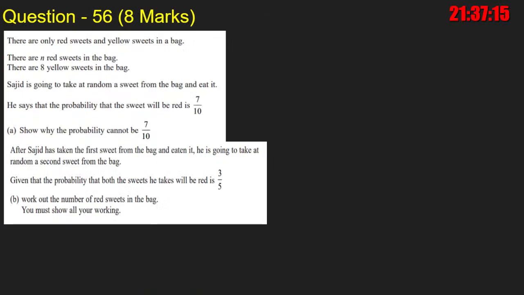There are only red sweets and yellow sweets in a bag. There are n red sweets and 8 yellow sweets. Sajid is going to take at random a sweet from the bag and eat it.